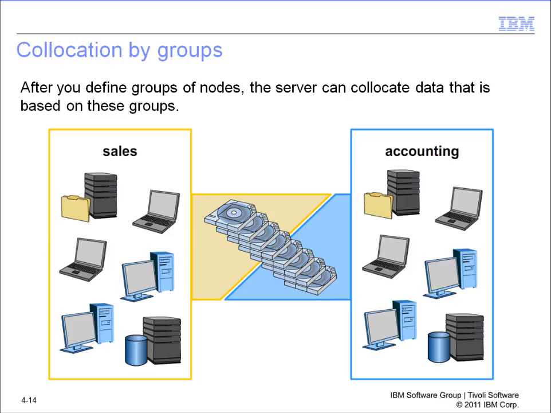Collocation by group is a way of addressing this. You're still doing collocation, but you're not dedicating one tape volume per node or file space.